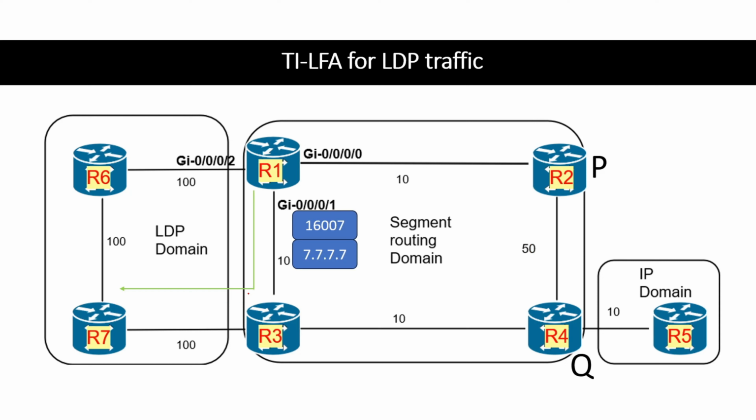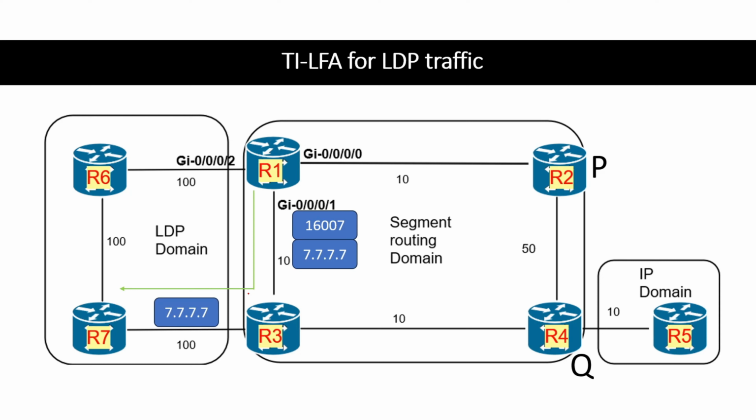So for the normal path, for the primary path, R1 is using the prefix-sid label 16007 for the destination R7. Once it reaches R3, R3 is going to do the implicit null for that because it's directly connected to R7, and it's going to do the implicit null and forward the packet towards R7.